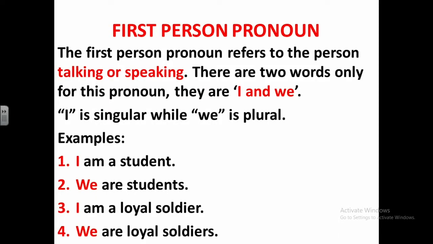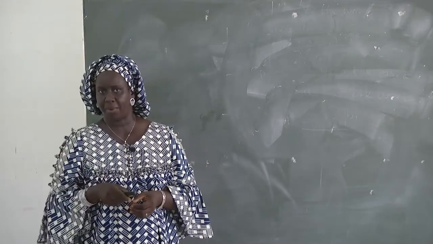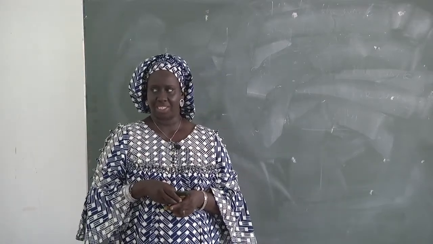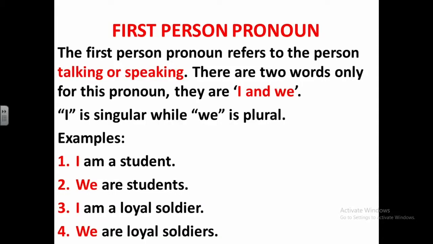What does the first person pronoun refer to? It refers to the person talking or speaking. There are 2 words only for this pronoun. Who knows the 2 words that represent the first person pronoun? Who can help? Maimuna? Which ones are they? I and we. Very good. That's brilliant. I is singular, while we is plural.